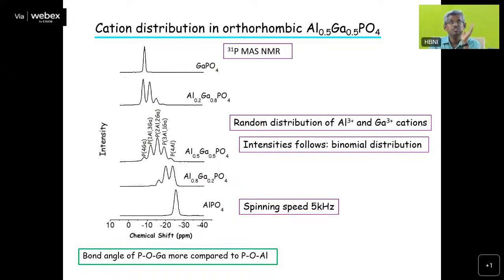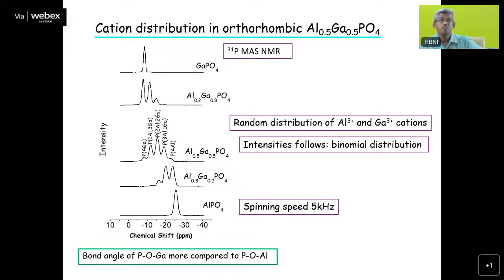Aluminium phosphate, gallium phosphate is a representative system. It is a basic system we have taken to explain how the chemical shift changes, how the mixing or solid solution can be understood, etc. This is something called the cation distribution in solids. So many times we have a random cation distribution, then properties like thermal expansion coefficient, band gap values, all thermophysical or thermal properties get averaged out. You can calculate them from the composition.